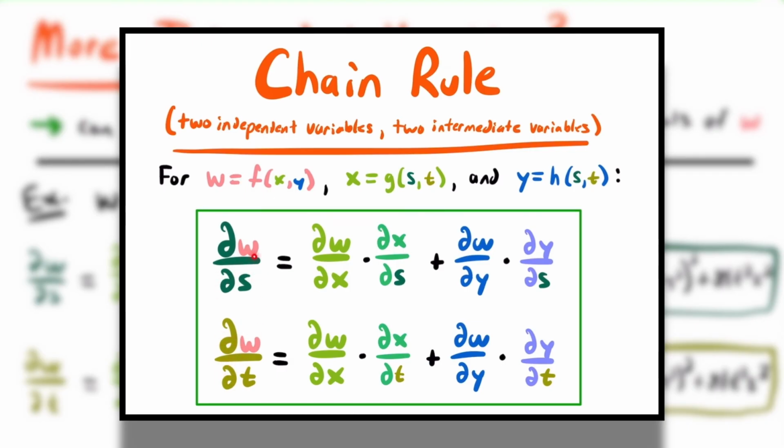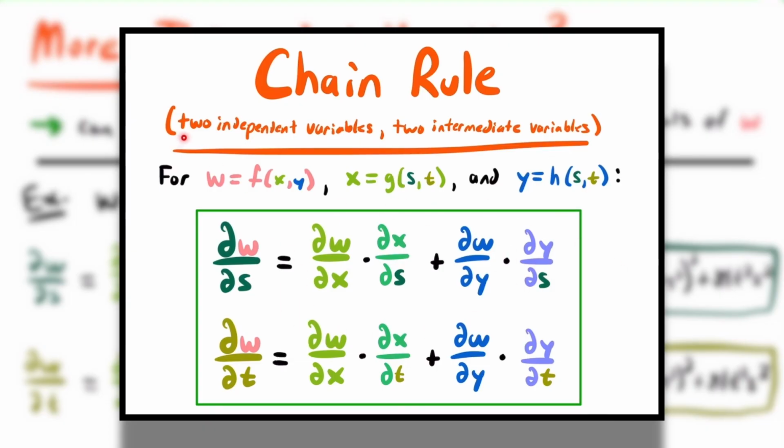When you find the partial with respect to s, you take a partial of w with respect to x times a partial of x with respect to s, and then you do the same thing for y. You add the partial of w with respect to y multiplied by the partial of y with respect to s. All right, there are no t's in this formula, it's all s's. But then going down here, when you take a partial with respect to t, then those two partials of x and y are with respect to t, and you still multiply them by the partial of w with respect to x and y.